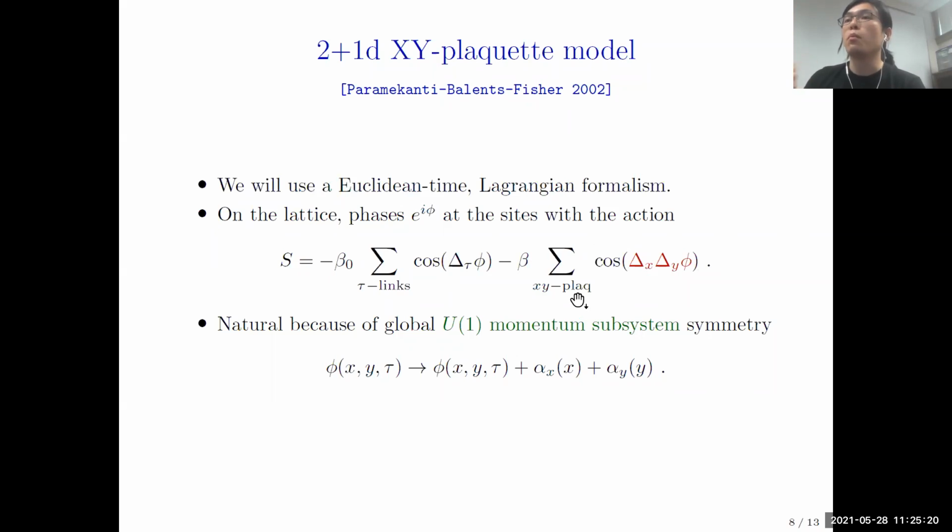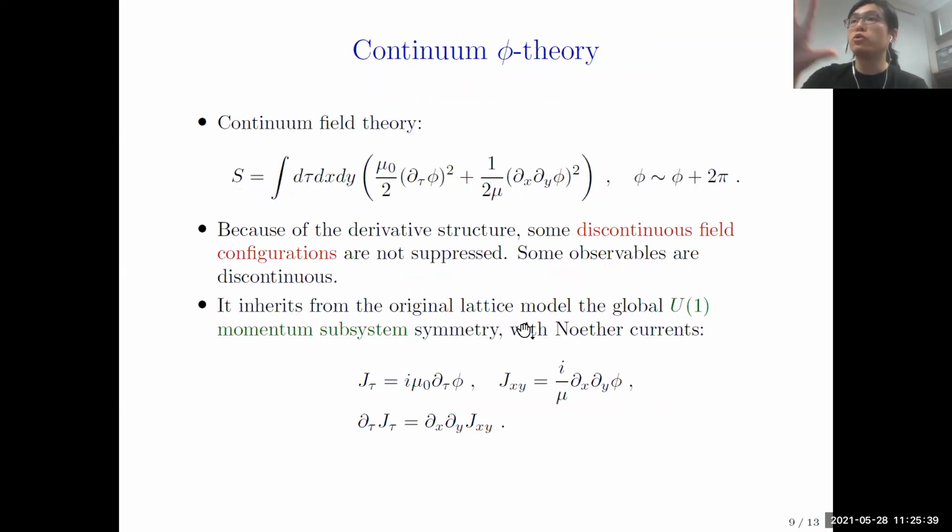If we impose the U1 momentum subsystem symmetry, we shift phi by a function of x and a function of y. If we impose such U1 momentum subsystem symmetry, it will exclude terms, for example, like cosine of delta x of phi or cosine of delta x squared of phi, and so on and so forth. Again, when the coefficients of this lattice model are large, it's straightforward to write down the continuum field theory. So this is the continuum field theory.